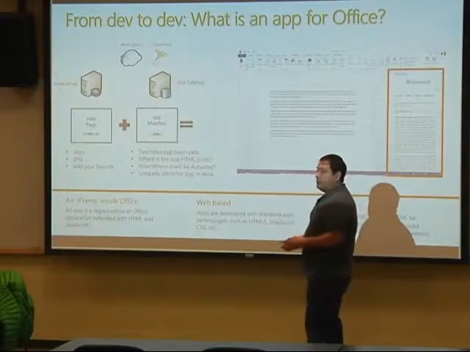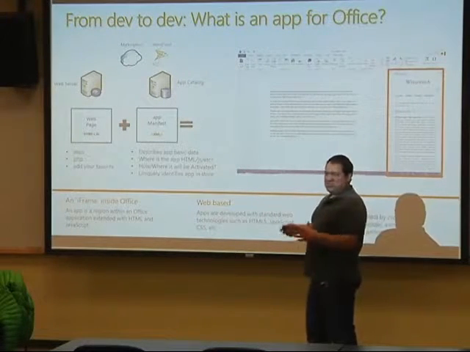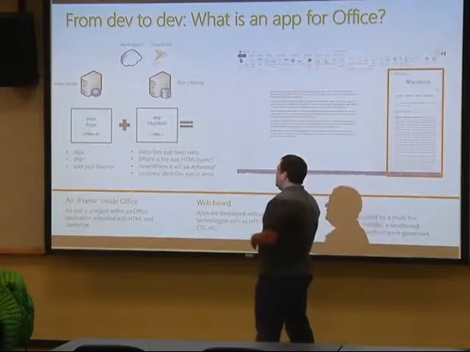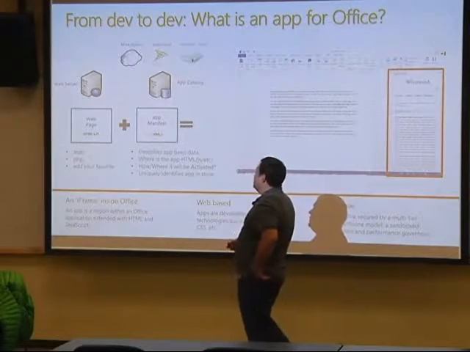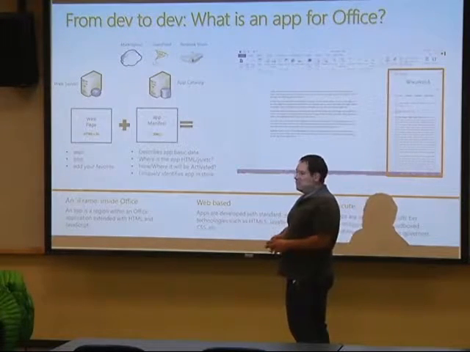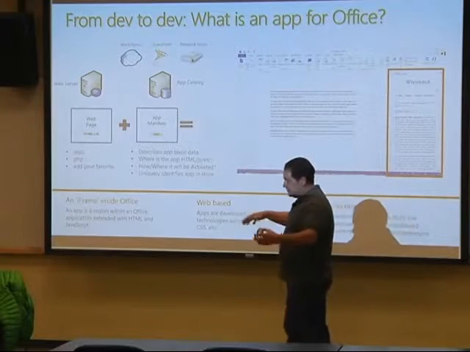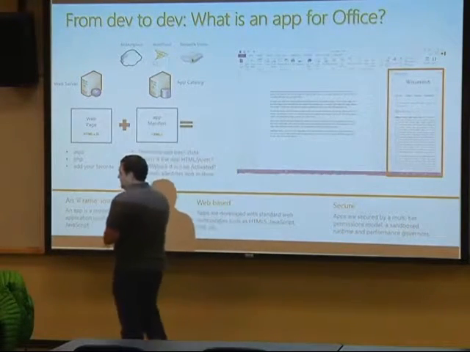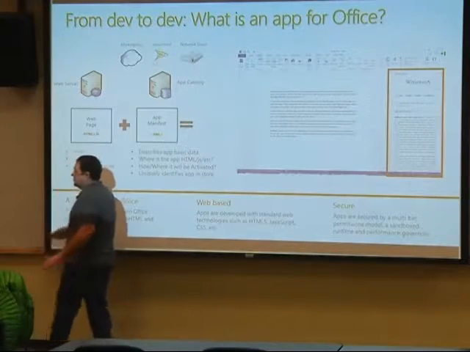Then we have a SharePoint-based catalog. This is just a SharePoint list that has the XML files. And finally, you have a file share. You don't require SharePoint for this. You can enable a file share in your network, drop the XML files there, and you will be set up and running. So that's it.